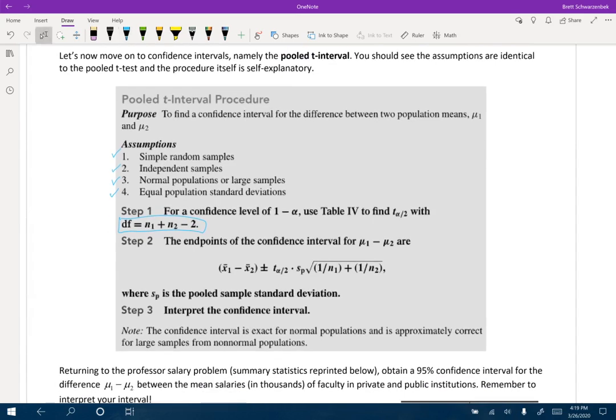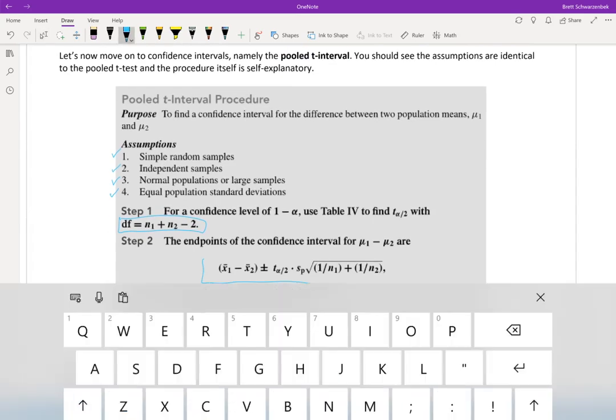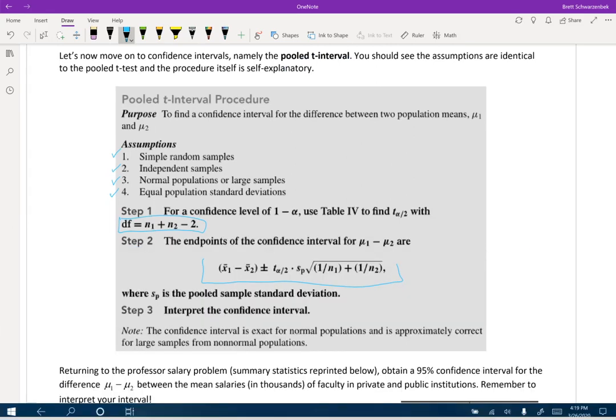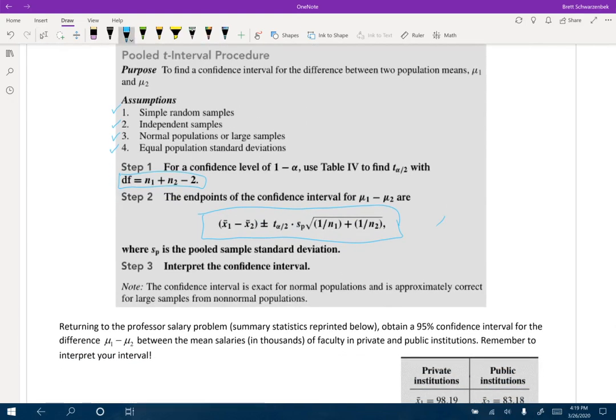So now let's take a peek at the formula. Okay, things are appearing from nowhere. So if you look at this, we got the formula we need. So just as a reminder, for a one sample t interval, this was the formula. So it was x bar plus or minus t alpha over 2 times s over root n.